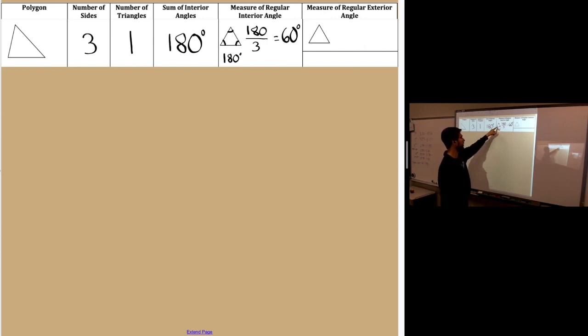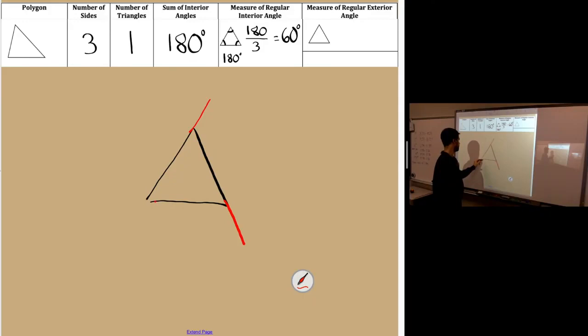And then we have the measure of our regular exterior angle. And you can draw it up on your triangle up there. I'm going to draw it down here just so we can see a little bit bigger and so we can see what we're talking about. Now, if I were to take each side and extend it further out, we can see that I just created 3 new angles. And that is called a regular exterior angle. And we can find out what that measure is.